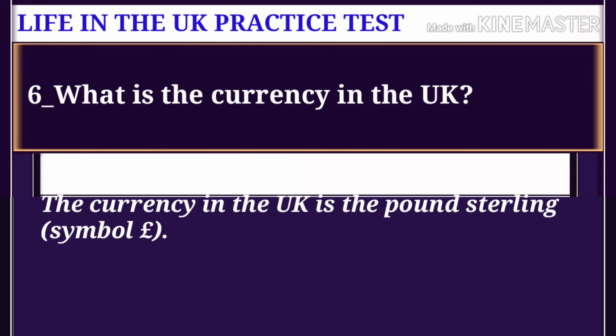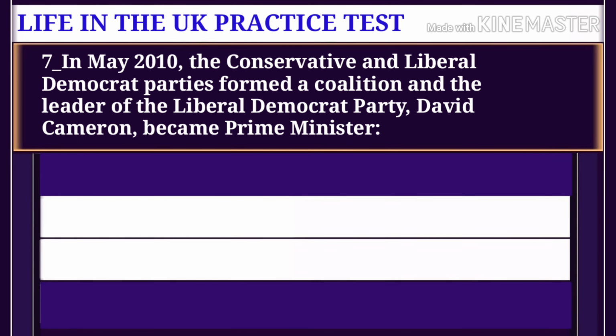Life in the UK practice test. Question 7 of 24. In May 2010, the Conservative and Liberal Democrat parties formed a coalition and the leader of the Liberal Democrat Party, David Cameron, became Prime Minister. A. True. B. False. The correct answer is B.